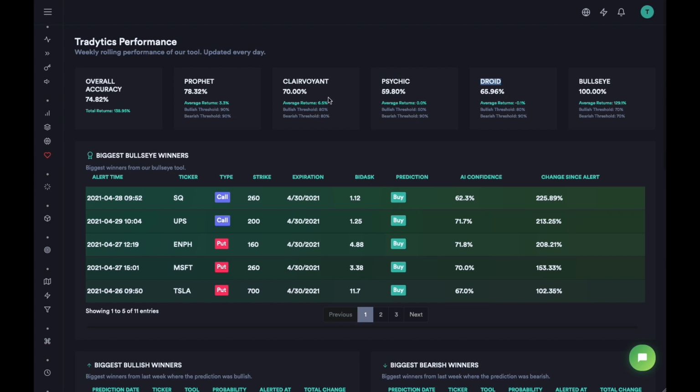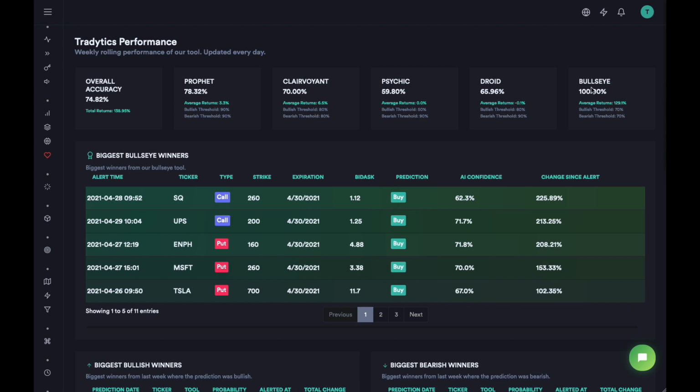Some of these values are fairly easy to understand. You'll see that we have the average returns and then we have the bullish and bearish thresholds. So why are these thresholds here? When you see the average returns of 3.3%, that means that you get those returns when you follow these thresholds. So when we have a threshold of 90% for bullish and 90% bearish, that means that you only need to go with a trade idea if the bullish or bearish prediction has a confidence of more than 90%. So that's what these two values mean.